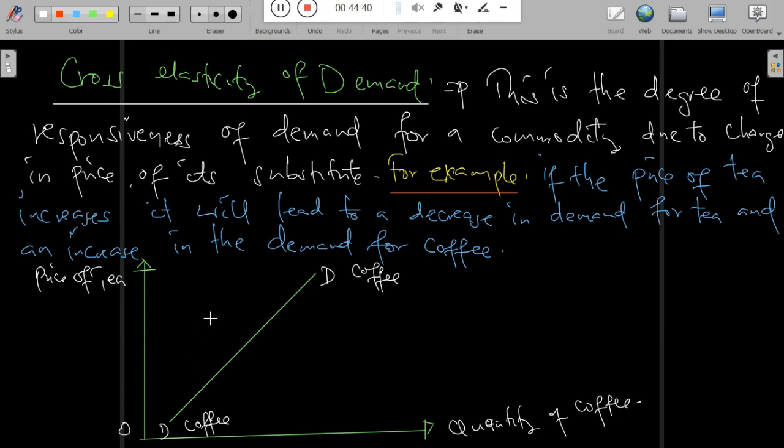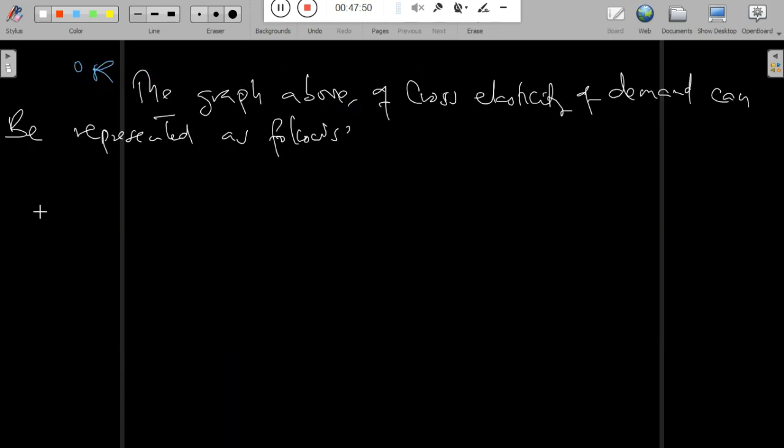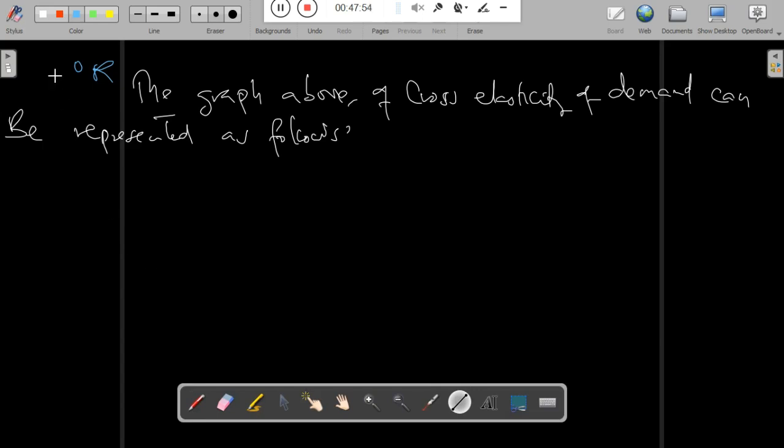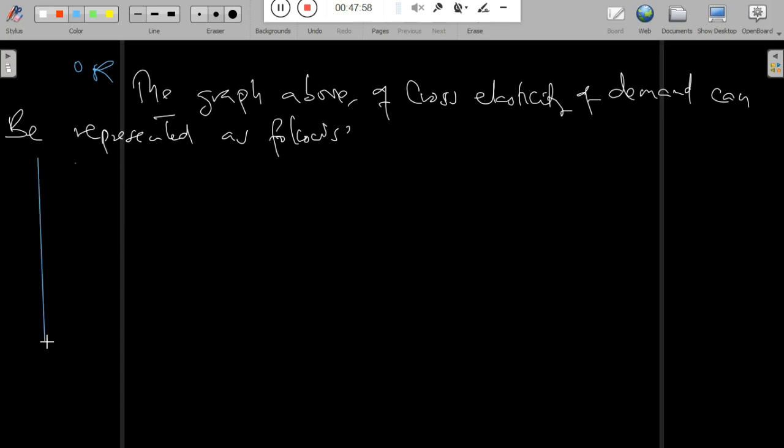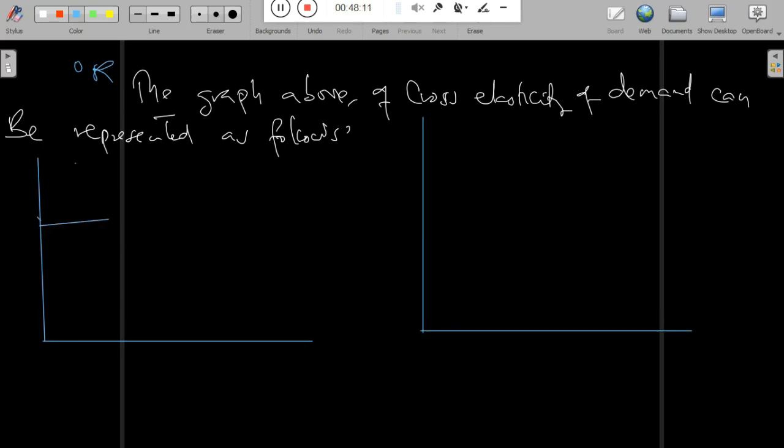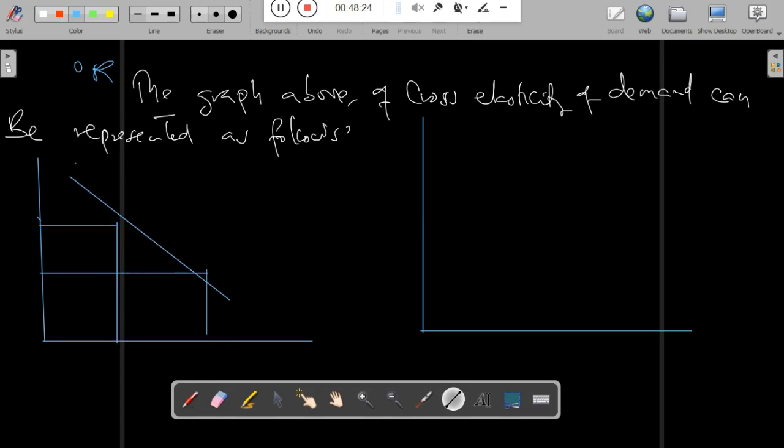There are different reasons that make consumers switch to different commodities. When the consumer shifts to another commodity, there will be a decrease in the quantity demanded of a certain good, and an increase in the quantity demanded of another good. So the graph of the cross-elasticity of demand can be presented as follows.